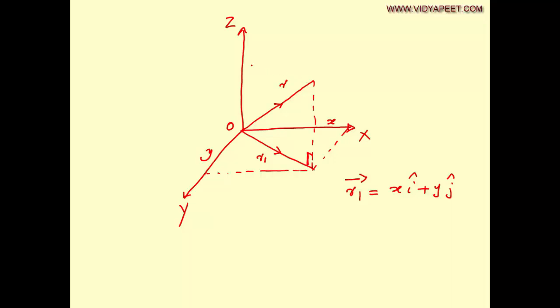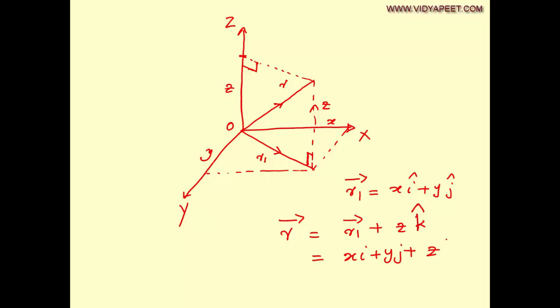Now I take the shadow of this R along the Z axis. So I imagine that light rays are falling perpendicular to the Z axis, and let us call that projection value as Z. Since this is Z, this vector also will be Z. Now I got a right triangle over here. Now I can see that vector R can be represented as r1 plus zk, where k is the unit vector along z axis. Like i stands for x axis, j stands for y axis, zk stands for z axis. Now I got the value of R as xi plus yj plus zk.